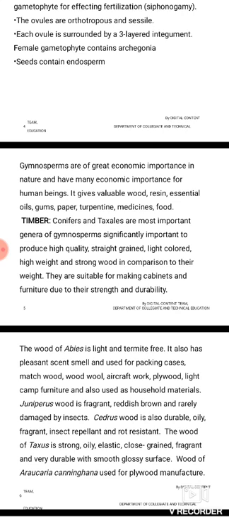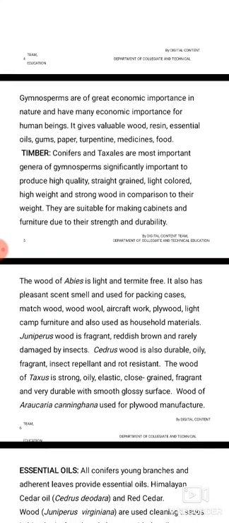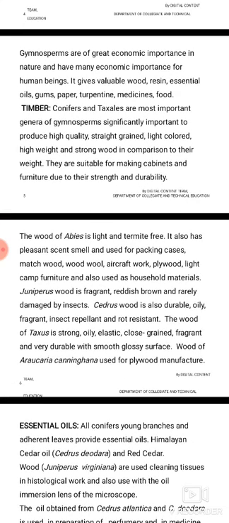It also has a pleasant scent and is used for packing cases, matchwood, wool, aircraft, plywood, light camp furniture and also as household materials. Juniperus wood is fragrant, reddish brown, rarely damaged by insects. Cedrus wood is also durable, oily, fragrant, insect repellent and rot resistant. The wood of Taxus is strong, oily, elastic, close grained, fragrant and very durable with a smooth glossy surface. The wood of Araucaria cunninghamii is used for plywood manufacturing.